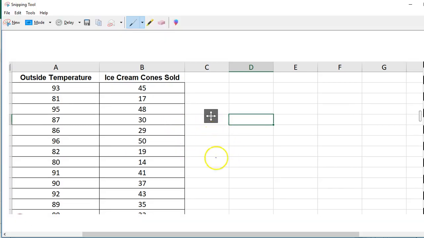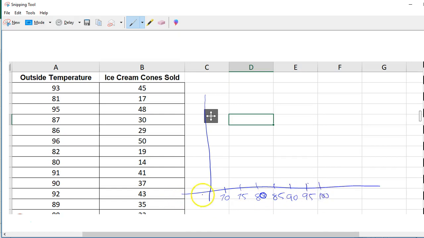I took a quick screenshot of the Excel file, and for us to create a quick scatter plot, that is not very well drawn, but the idea would be that we would take the lowest temperature, which I didn't grab all of the data, so somewhere around 70, 75, 80, 85, 90, and then go up accordingly. And I probably should have greater spacing in here instead of trying to do it by 5s.